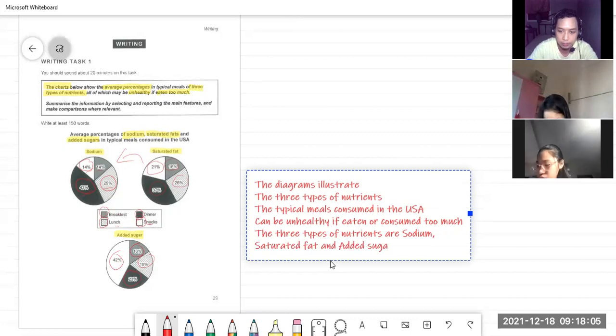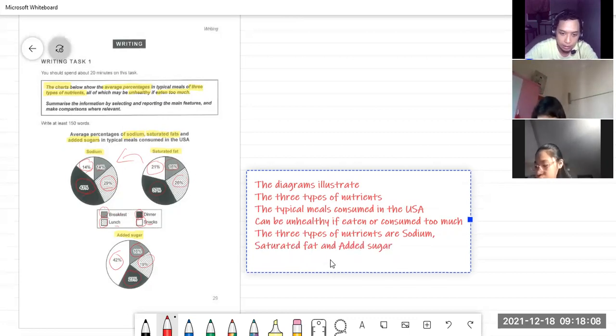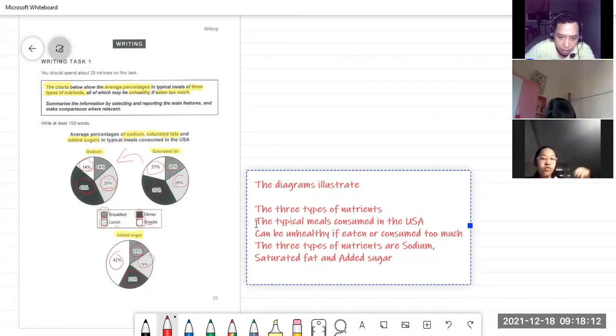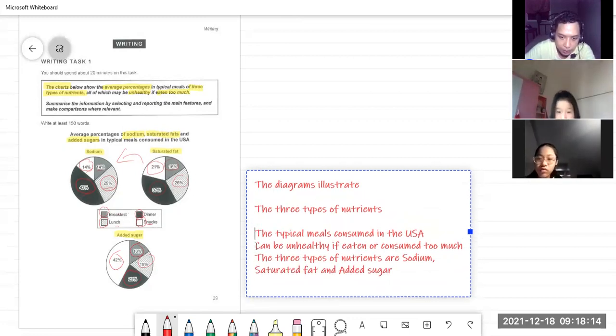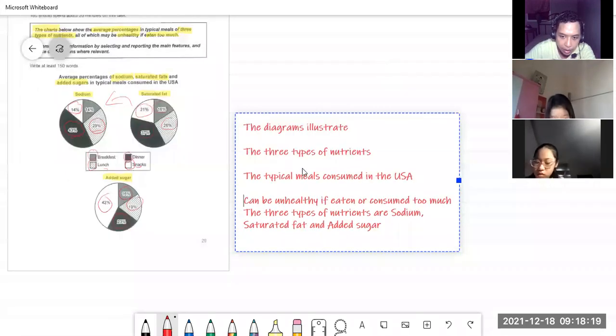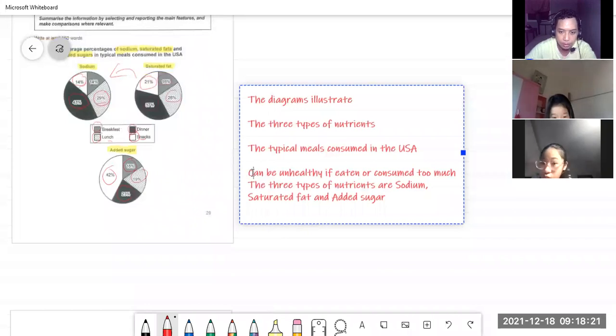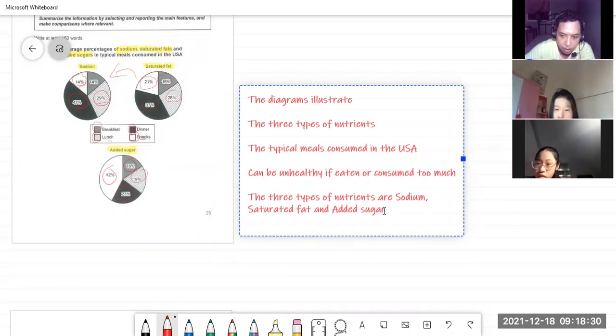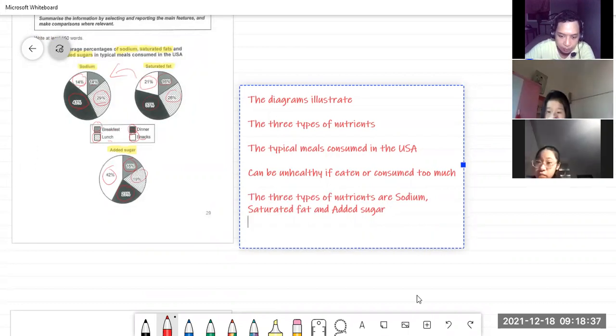Okay, very good. Next. So we already have the diagrams illustrate the three types of nutrients, the typical meals consumed in the USA, and then can be unhealthy if eaten or consumed too much. And the three types of nutrients are sodium, saturated fat, and added sugar. Okay, very good. What else?